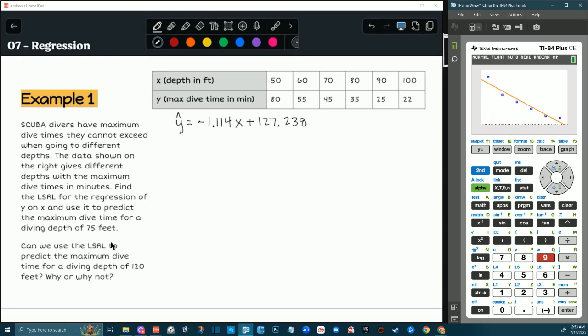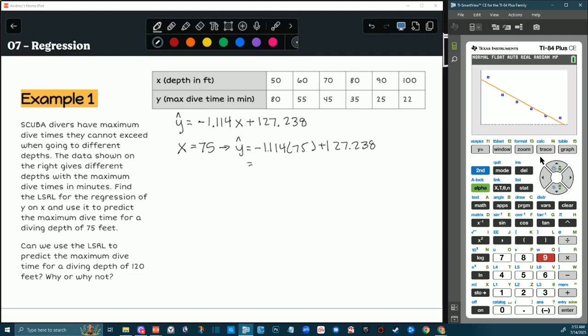We're asked to predict the dive time for a diving depth of 75 feet. So there's two ways to do it. The first is with algebra. They're telling me that my dive depth x equals 75, and I can use my equation and just plug that value in for x. Plug that in my calculator, it should give me a predicted value.